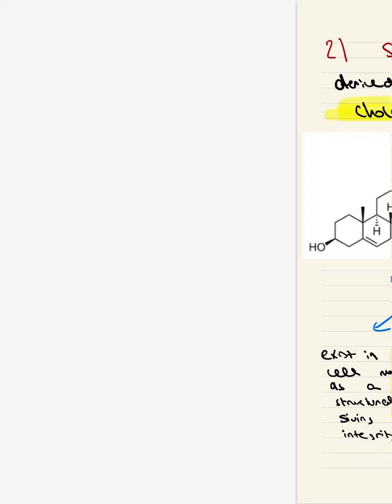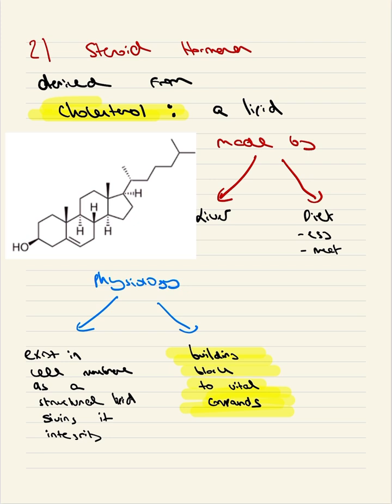Steroid hormones, the second class. So these are derived from cholesterol, and cholesterol is a lipid. So you can either obtain the lipids from your diet, from your eggs and your meat, right? Or you can get it from your liver. Your liver makes it. So physiology of cholesterol, very simply, is that it could be structural or functional, okay? So basically, it exists in the cell membrane as a structural lipid, and it gives it integrity. So that's its first structural role.